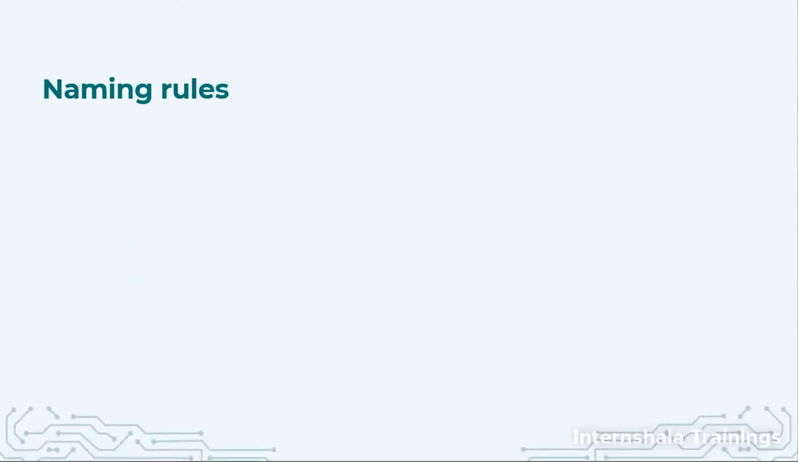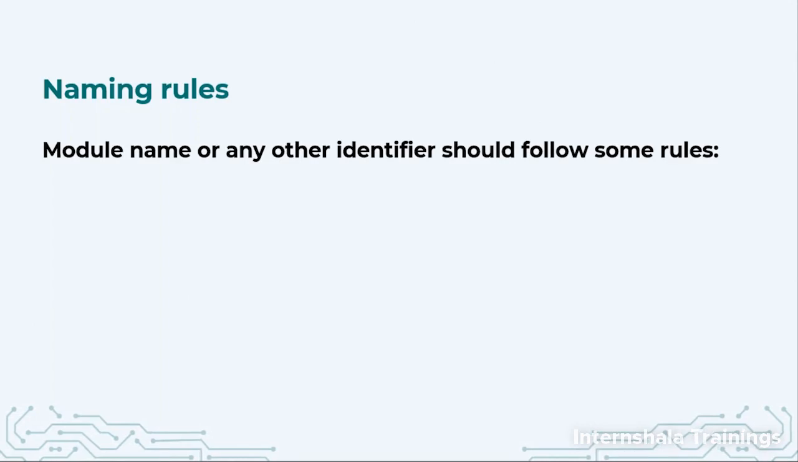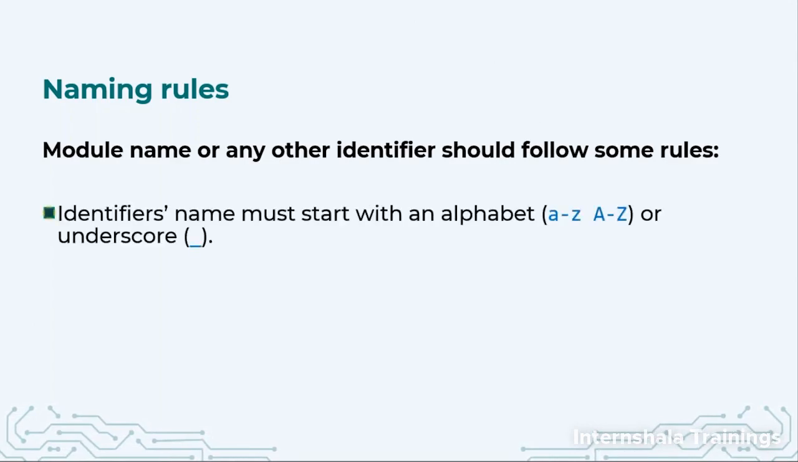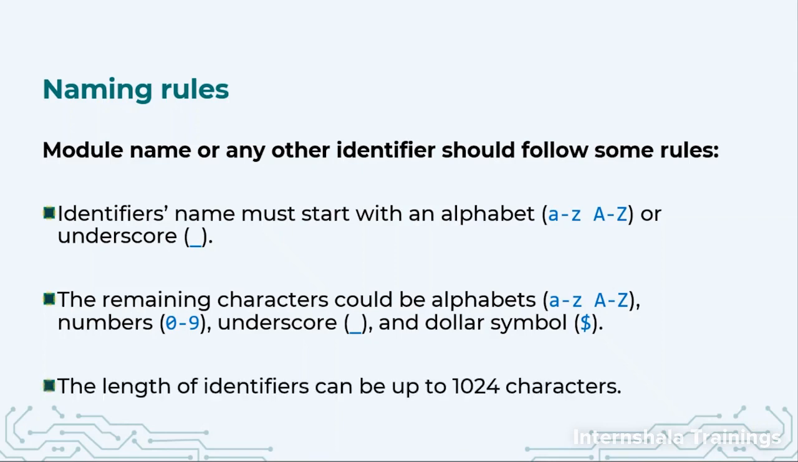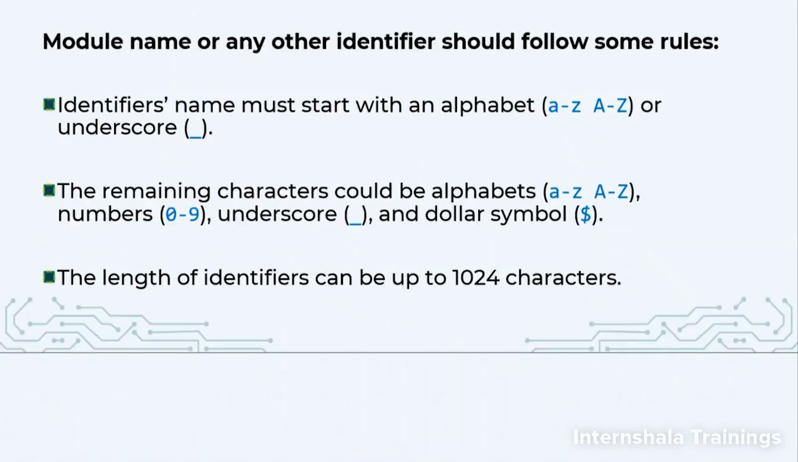There are some rules that we have to keep in mind while naming the module, files and all the other identifiers. First of all, it should start with an alphabet. It can be in small letters or capital letters, or an underscore. Only these symbols are allowed to start. Then the remaining characters can have alphabets, numbers 0 to 9, underscore and the $ sign. No other special character is allowed, and the maximum length can be 1024 characters.